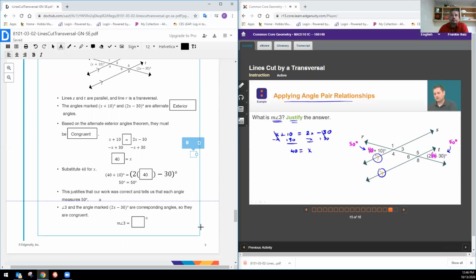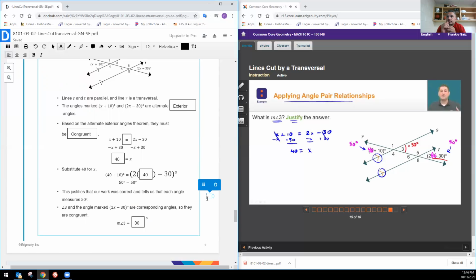This is important because it justified that my work was correct. Well, now that I have a 50-degree angle on the left and a 50-degree angle on the right, how can I use it? Well, I see that angle 3 here and this 2x minus 30, they both are corresponding angles. And since corresponding angles are congruent when two parallel lines are cut by a transversal, I know that their measures must be the same. So I know angle 3 must be 50 degrees.